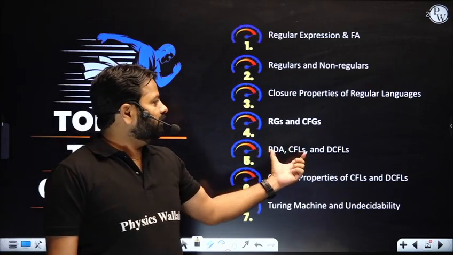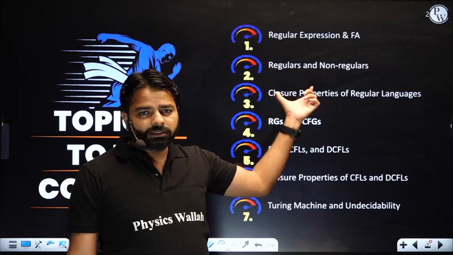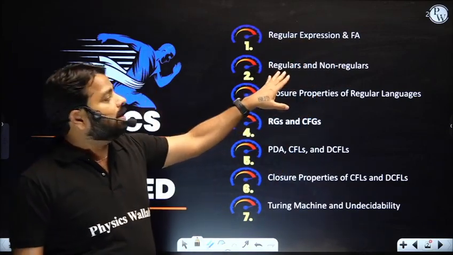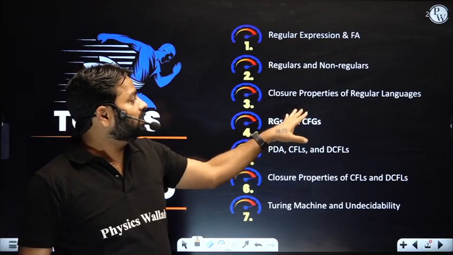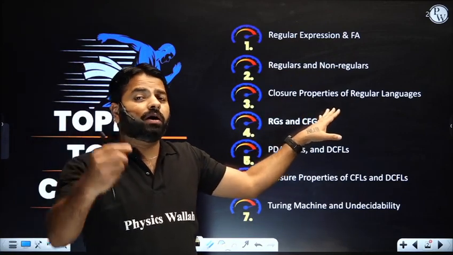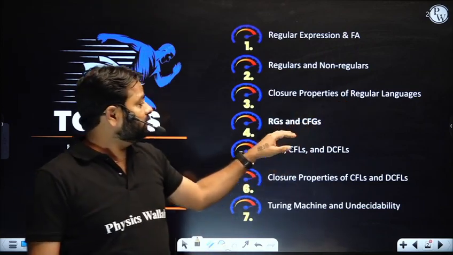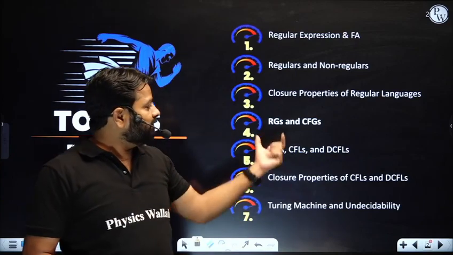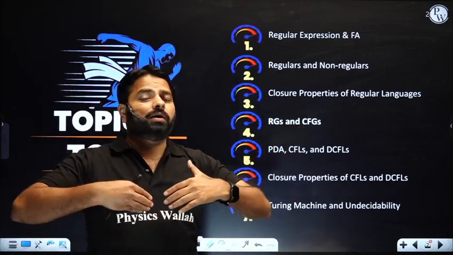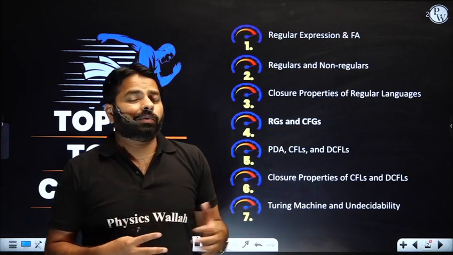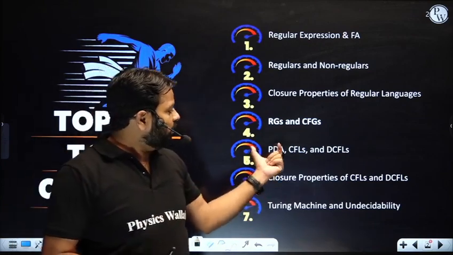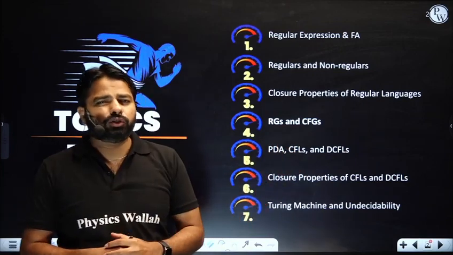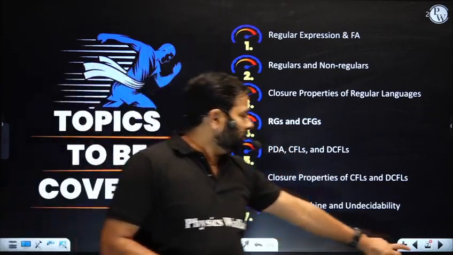Before this lecture, we have seen various topics here: how to write regular expression, how to construct the finite automata, how to identify regulars and non-regulars, what are the closure properties which are closed or not closed for regular languages, and the grammars such as regular grammars and context-free grammars. We have learned how to write them and how to find the equivalent language for the given grammar. Now let's begin with the first topic in this lecture, which is pushdown automata. Okay, let me start.